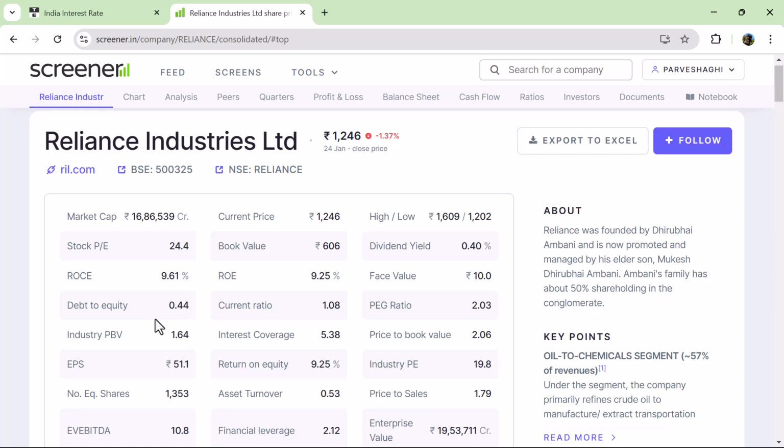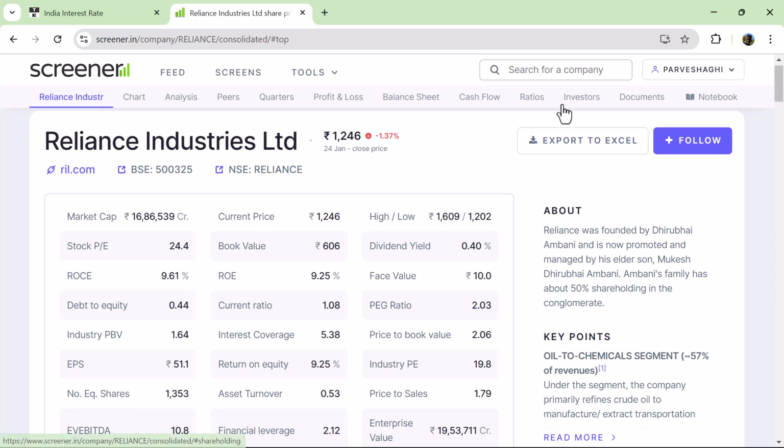Now, there are companies in India that don't even borrow anything. Then the interest coverage ratio, which is very important: how much they are earning, and what is the interest outgo. So they are earning 5 times the interest they have to pay. There is an interest coverage ratio of 5.38. That means their operating profit is 5 times more than what they have to pay as interest.